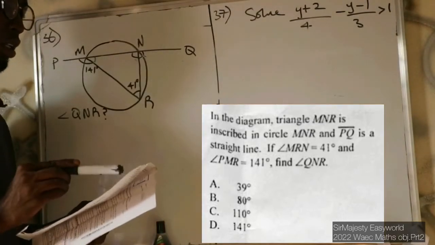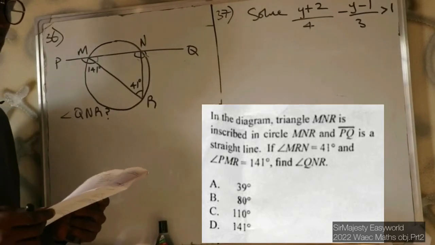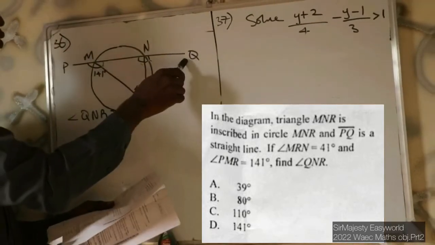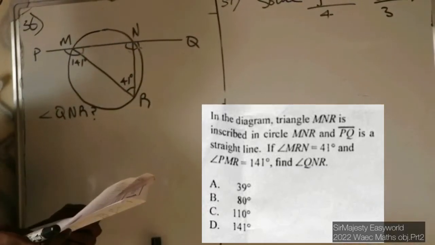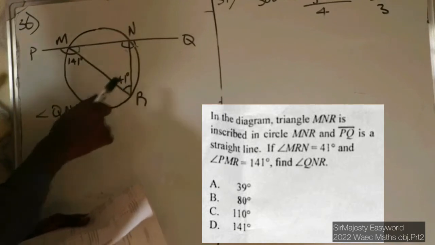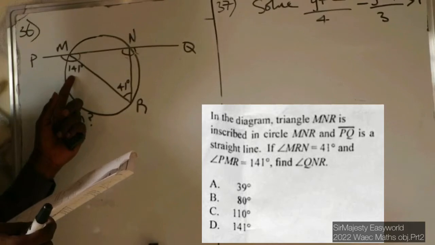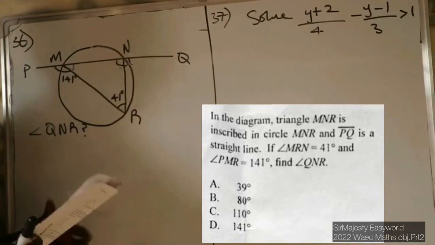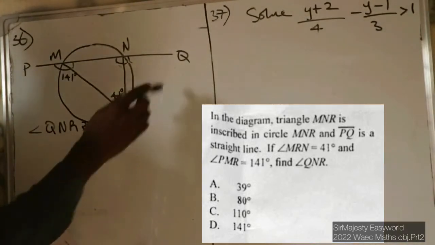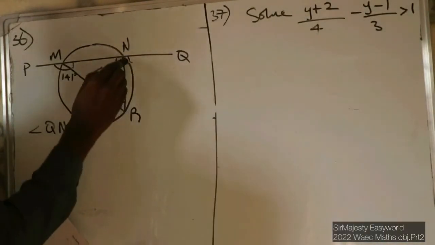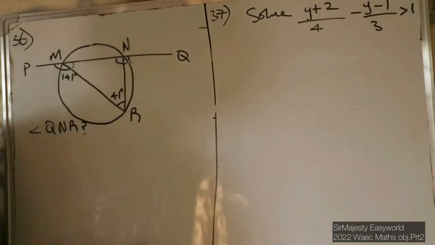Okay, so question 36, you can see the diagram here. It says triangle MNR is inscribed in a circle, and PQ is a straight line. Here is your triangle MNR. If angle MRN is 41 degrees and angle PMR is 141 degrees, find QNR. To find QNR, we must first locate where it is. QNR is definitely this angle here.